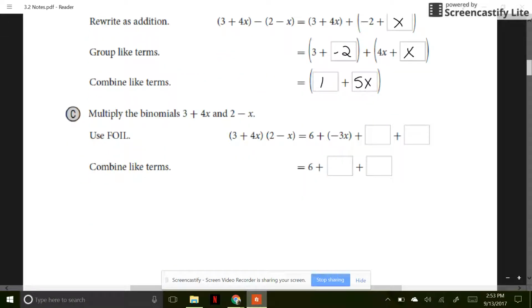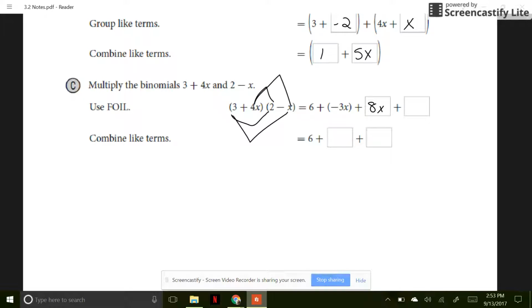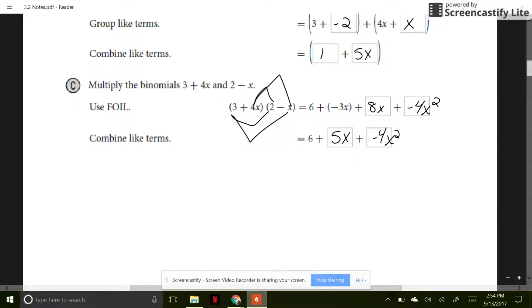Multiplying, we use the FOIL method. So we take the first terms, 3 times 2, the outside terms, 3 times negative x, and the inside terms, 4x times 2, which is 8x. And then you take the last terms, 4x times negative x, which would be negative 4x squared. So when we combine our terms here, we get 6 plus 5x plus negative 4x squared.